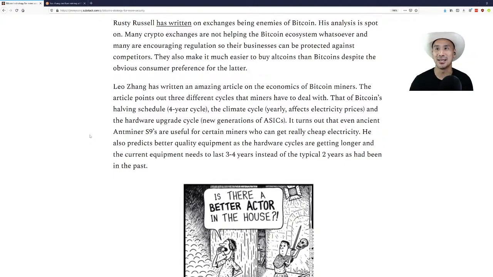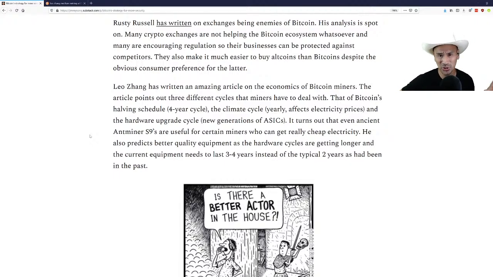But basically, there's three different cycles that Bitcoin miners have to deal with. The first is the halving schedule. That happens every 4 years in Bitcoin, and based on that, they have to prep for it and obsolete certain equipment and so on.